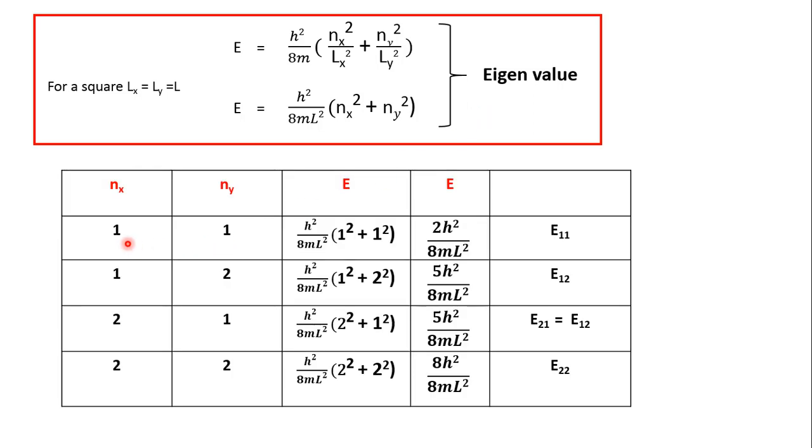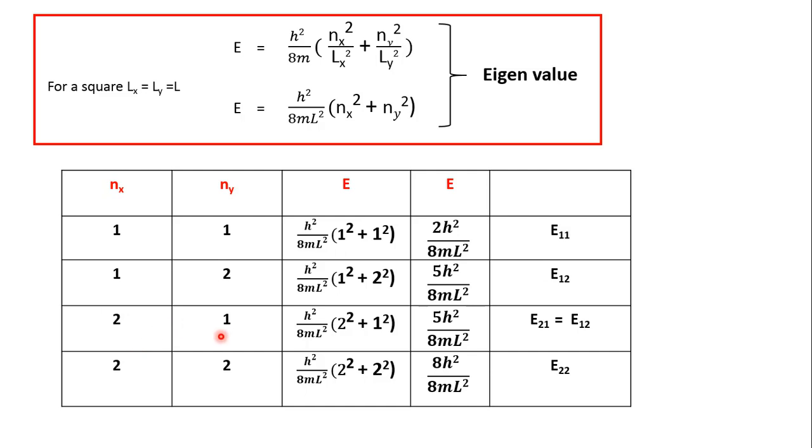Now what we find is when nx is equal to 1, ny is equal to 1, this will become 1 square plus 1 square. This will be 2 h square by 8m L square. This is called E11 because the first one indicates nx, the second one indicates ny. When nx is equal to 1 and ny is equal to 2, nx square will be 1 square, ny square will be 2 square, and 1 plus 4 will be 5 h square. nx is equal to 1 and ny is equal to 2, and so we get E12. We denote this as E12.